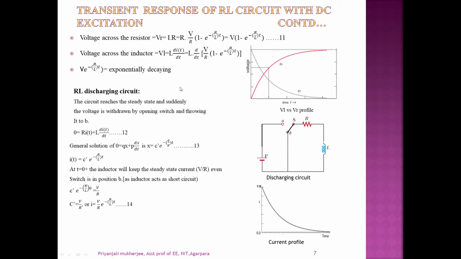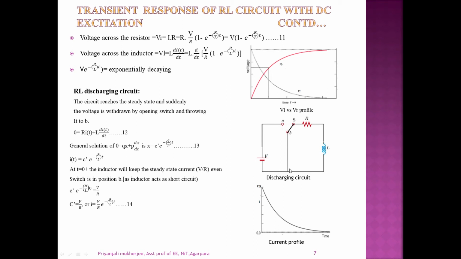And next one is the RL discharging circuit. In the previous case, we considered that the switch is connected to A and the voltage supply is applied to the R and L in series connection. Now, in this circuit, we are considering that the circuit reaches the steady state, and after reaching the steady state, suddenly the voltage is withdrawn by opening the switch and throwing it to B.